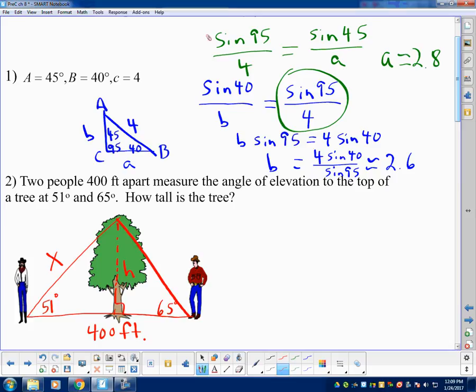So using the law of sines, I could say sine of 65 over x equals, here's the other problem. I can't use sine of 51 because I don't know this opposite side. If I had known this opposite side, I would have gone directly to finding the height. But can I find this angle over here? Yes, I can. How do I find that?